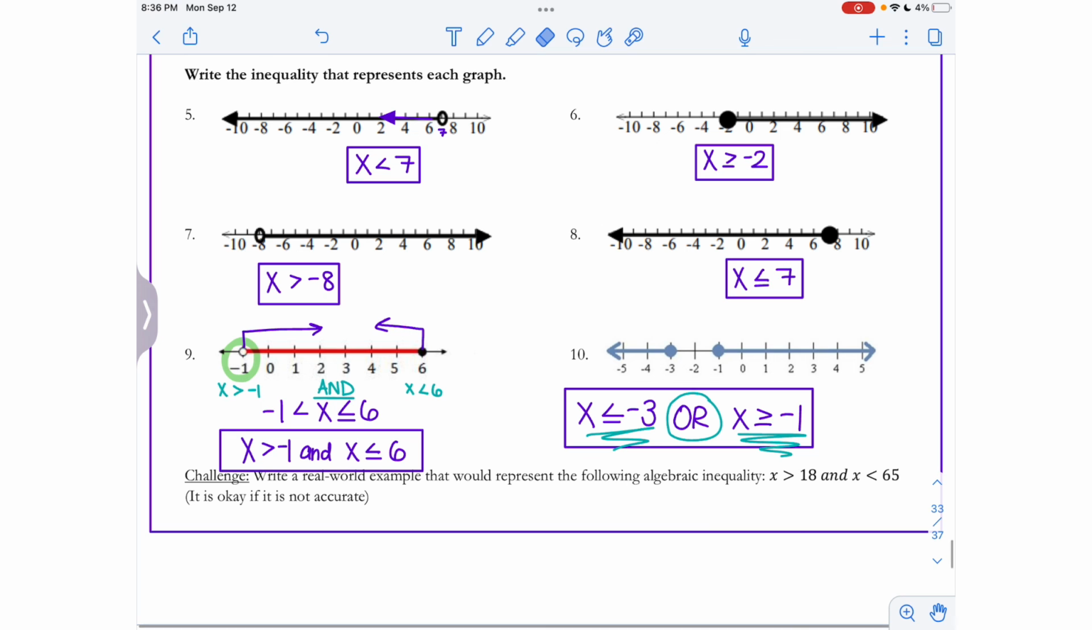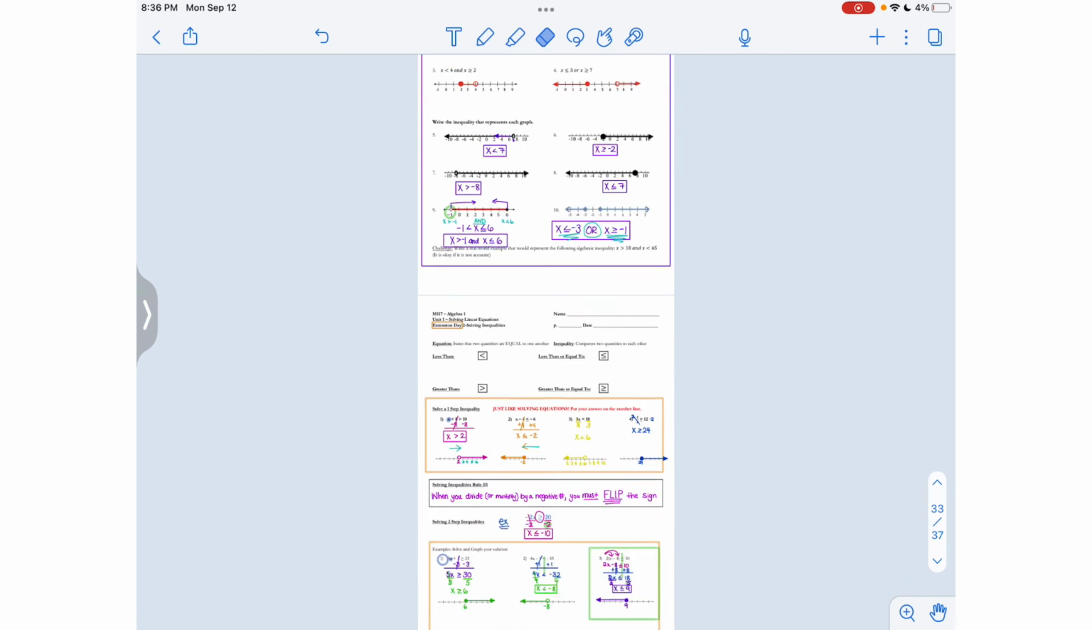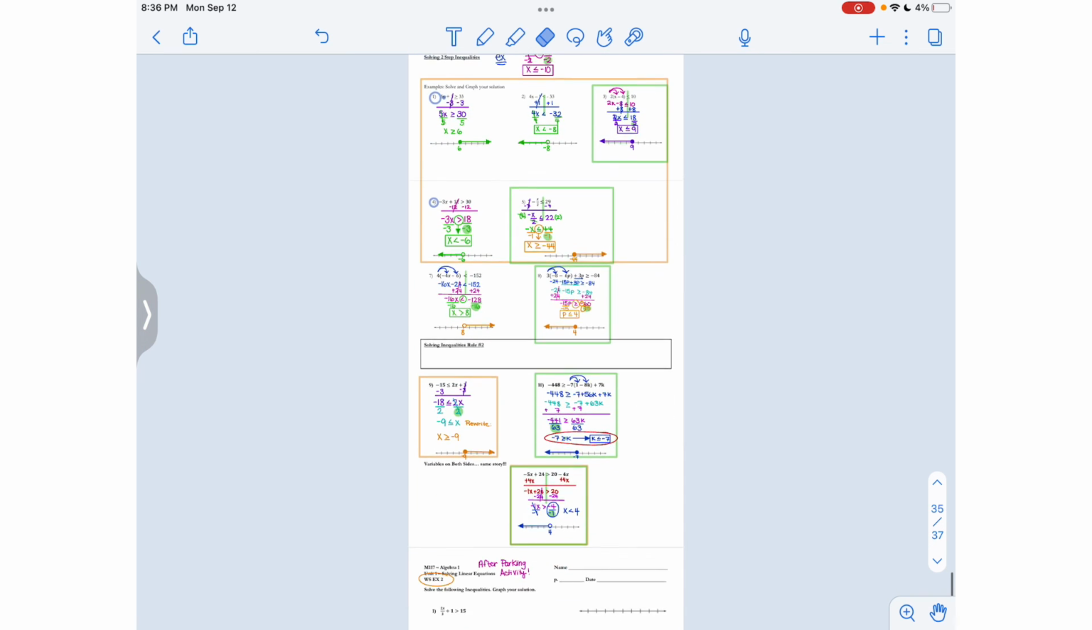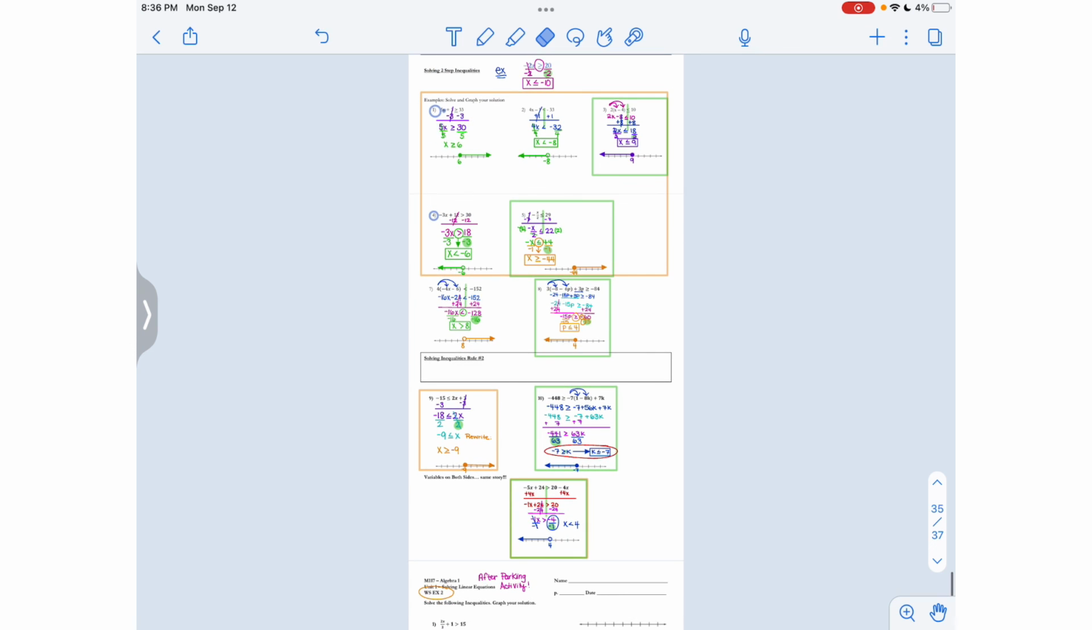So hopefully this clears up some confusion from yesterday and goes over some of the harder problems, as well as getting you geared up for that parking sign activity.